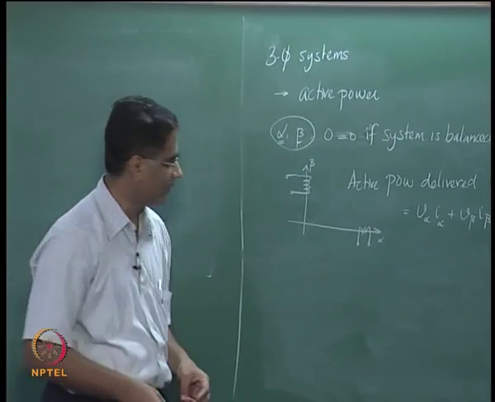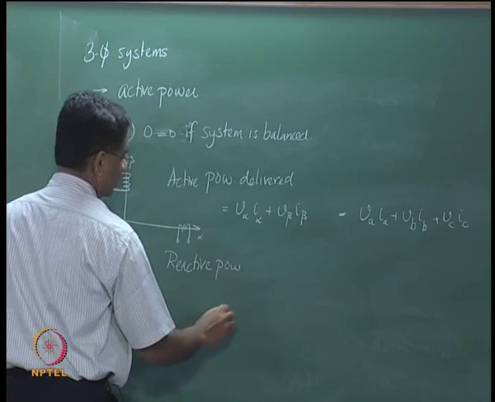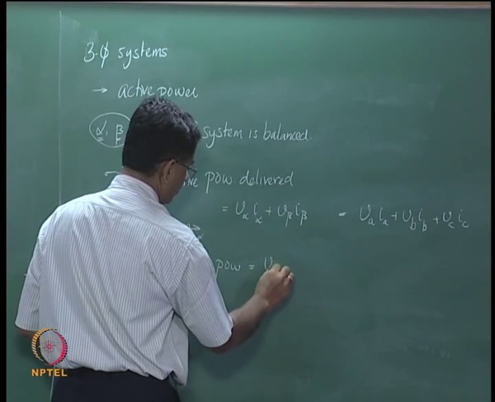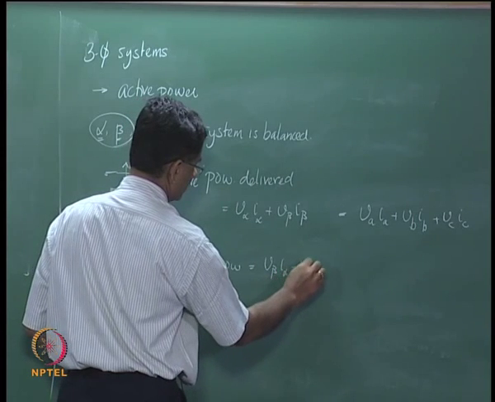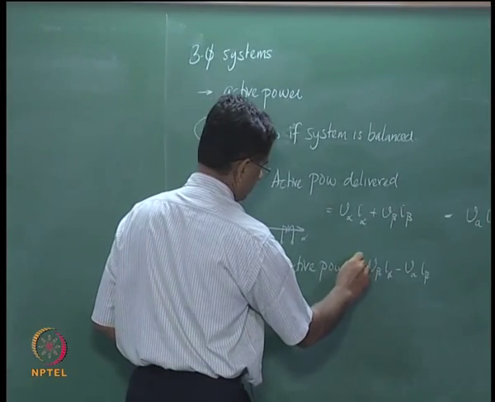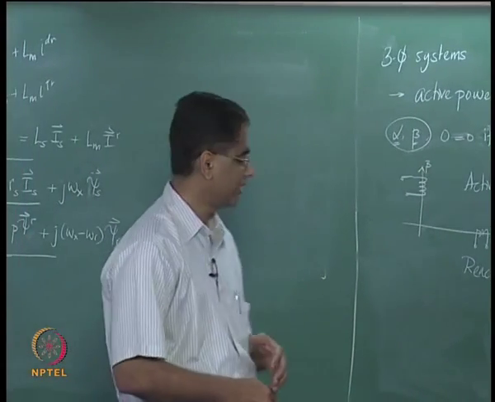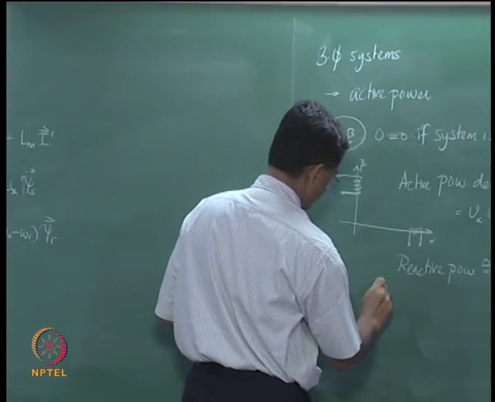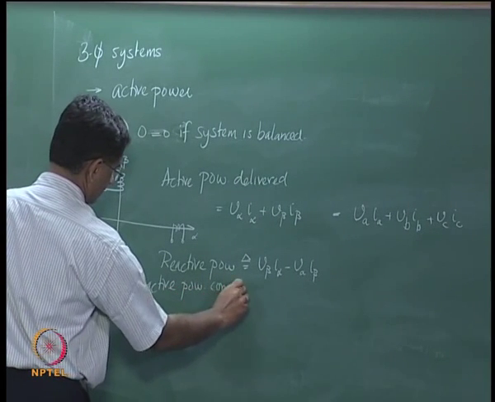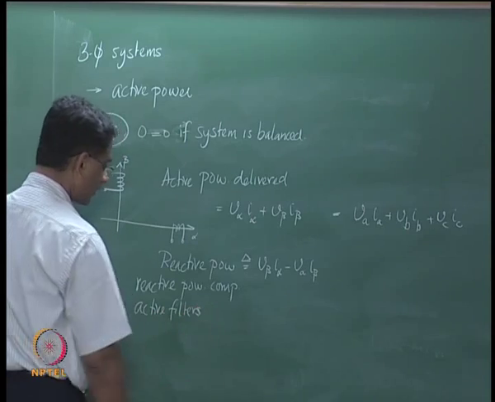and similarly people have defined the reactive power delivered as being equal to V beta into I alpha minus V alpha into I beta. This is a definition. People have defined it like this, and this definition has found usage in many applications, notably reactive power compensation applications. Reactive power compensation, active filters, and so on.